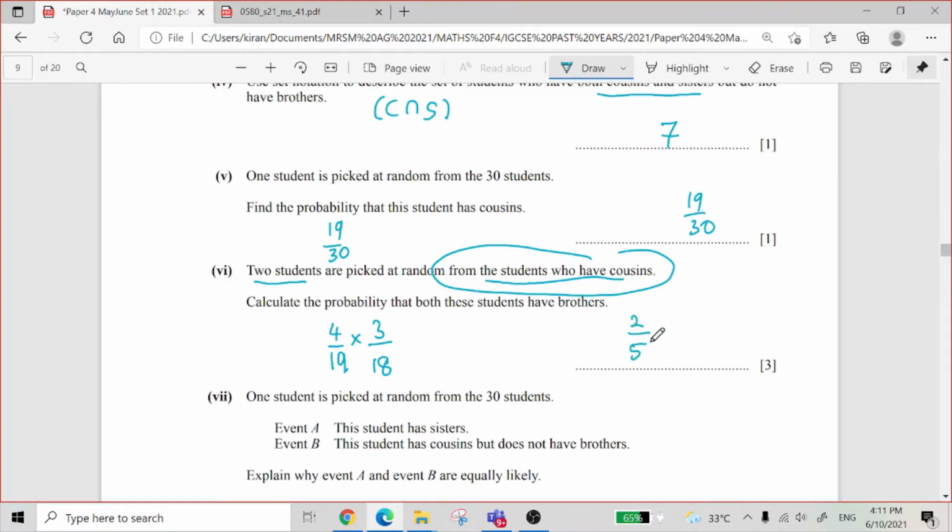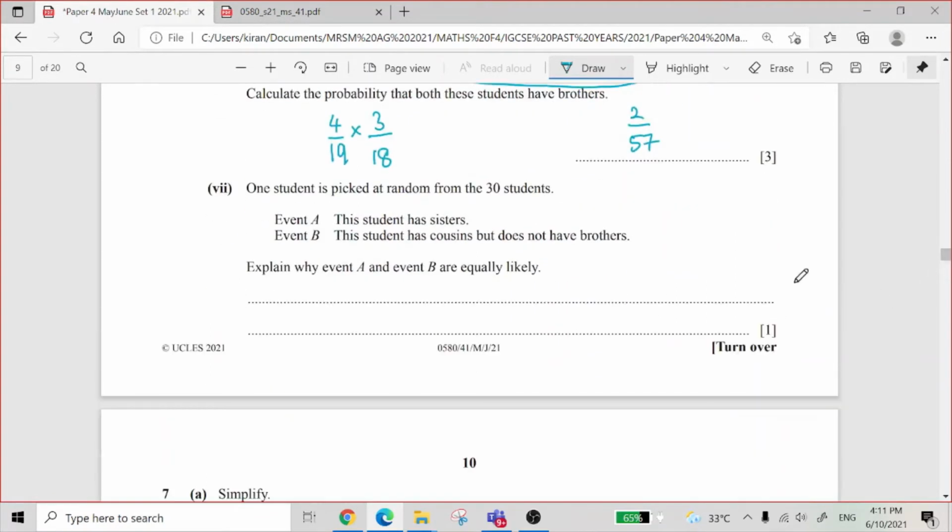Okay, we go to the last question here. One student is picked at random from the 30 students. We have event A: this student has sisters, and event B: this student has cousins but does not have brothers. Why are event A and event B equally likely?